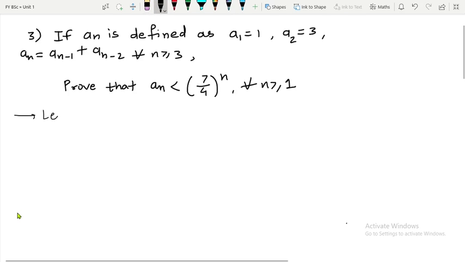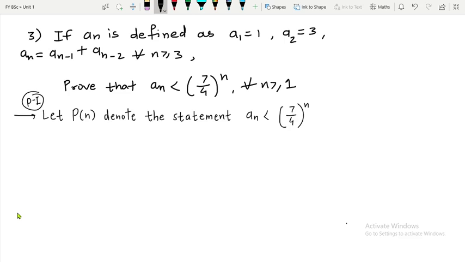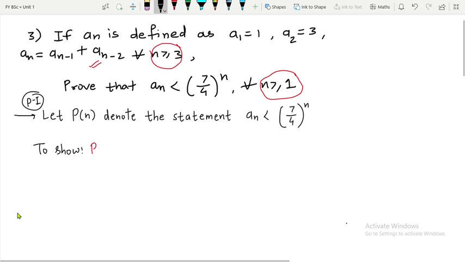Let P of n denote the statement to show. Now see, whatever is given to us, this is true for n greater equal 1, and this is true for n greater equal 3. So this expression can be used only for values greater equal 3. Therefore, first of all, we are going to show P of 1 as well as P of 2 are true.